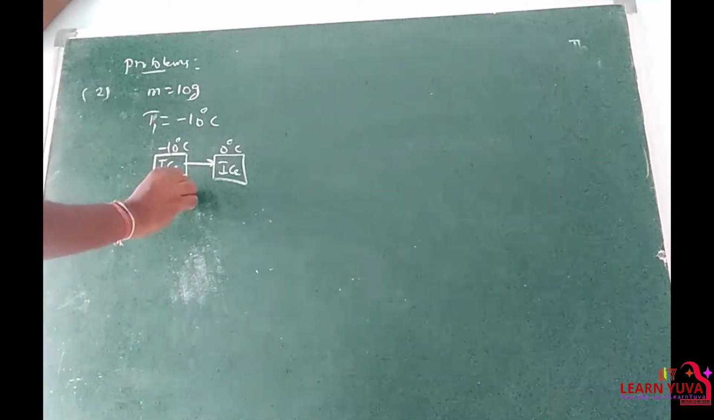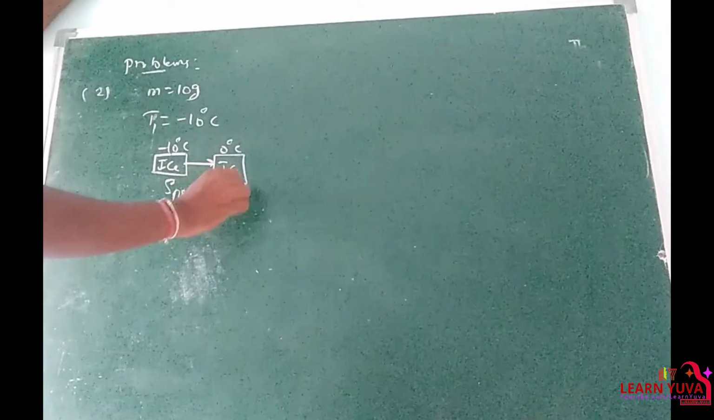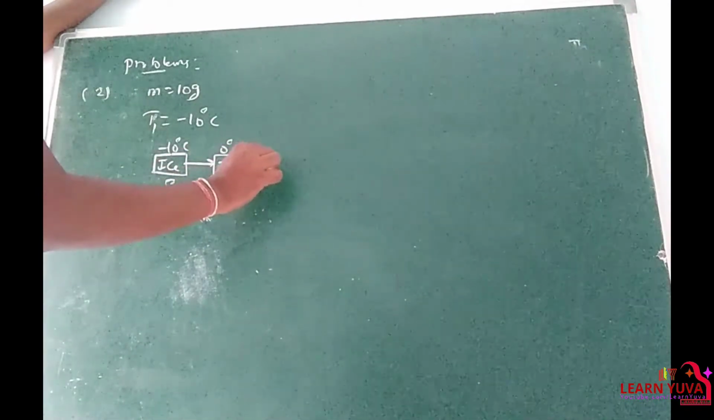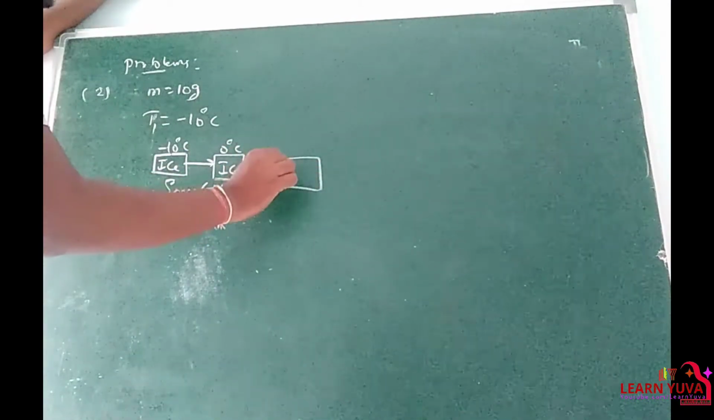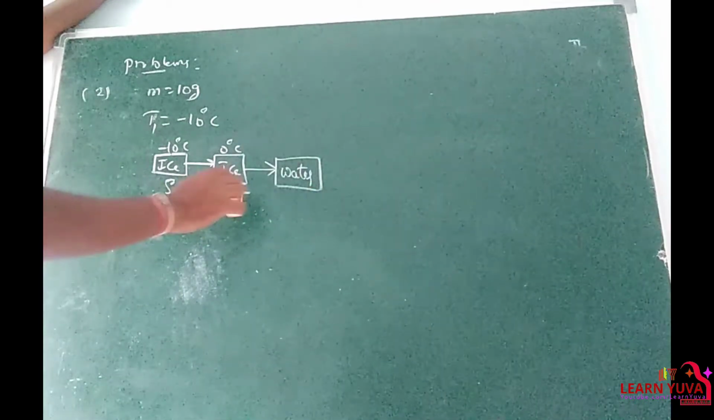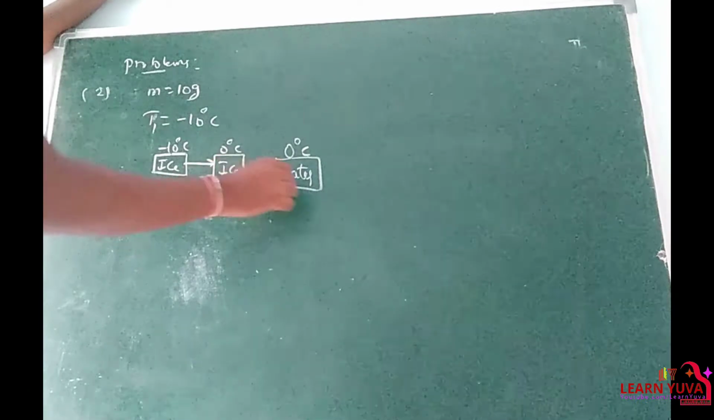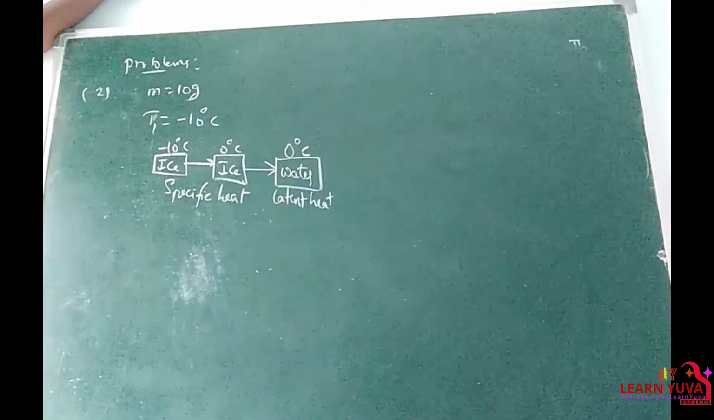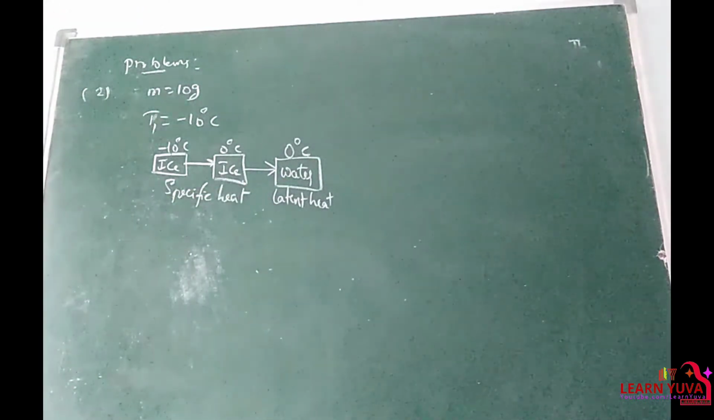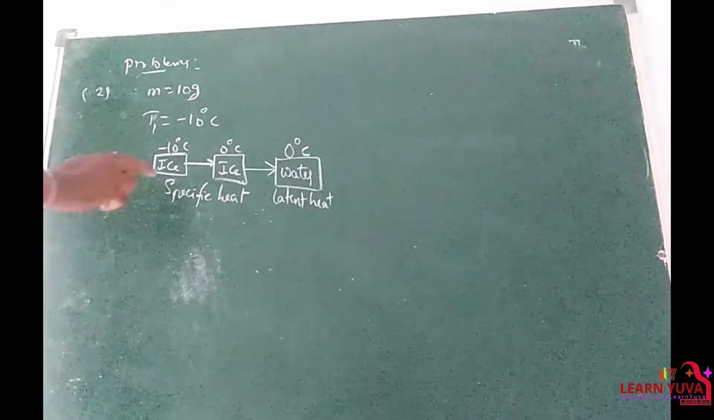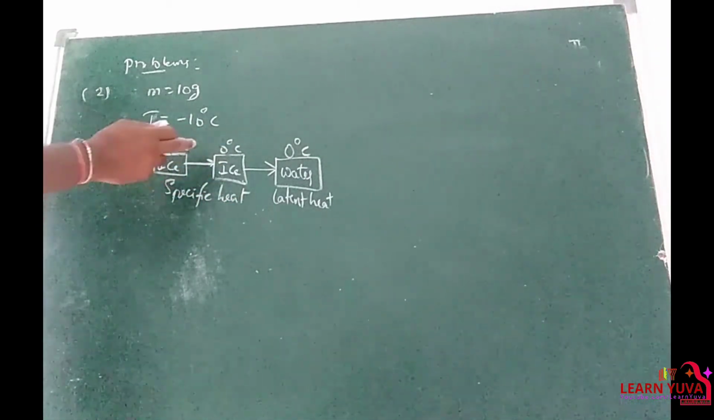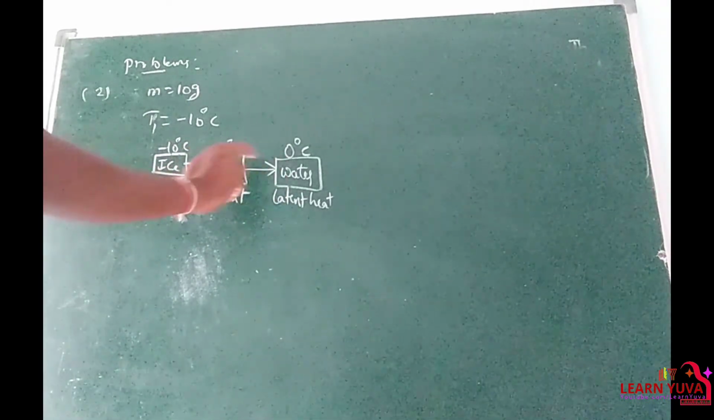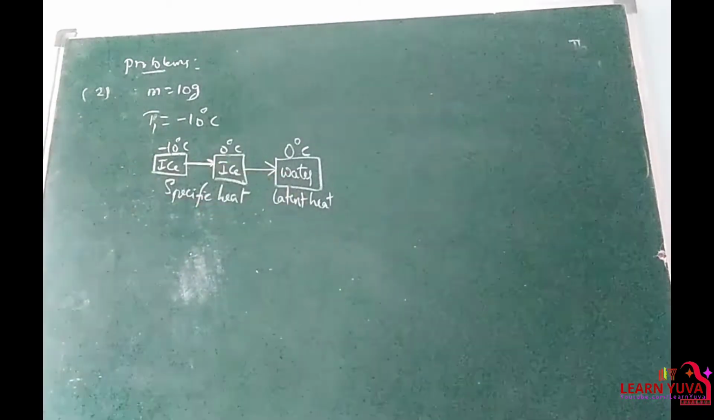So here we use specific heat. Here the ice is at 0 degrees Celsius, so at 0 degrees Celsius, ice gets converted to water at the same temperature. So here latent heat is used. Two heat energies are being used. One is specific heat capacity, that means ice to ice by changing temperature. The other is ice to water, a change in state at the same temperature. We have to apply these two formulas.